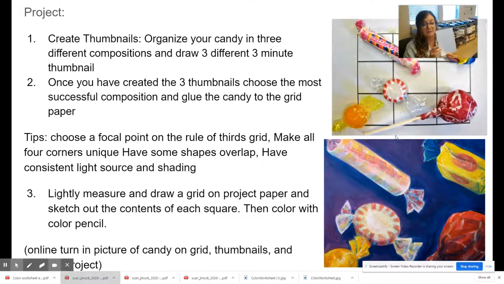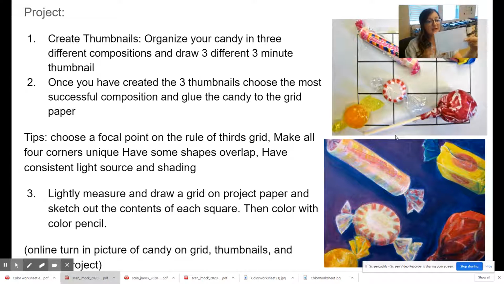Something I want you guys to remember about this is that I want you guys to choose a focal point. Use the rule of thirds on your grid. I have made it so that they have the rule of thirds on there already for you. And you want to make all four corners unique, and you want to use an odd number. So I suggest getting 3 things or 5 things so you have that really nice odd number.